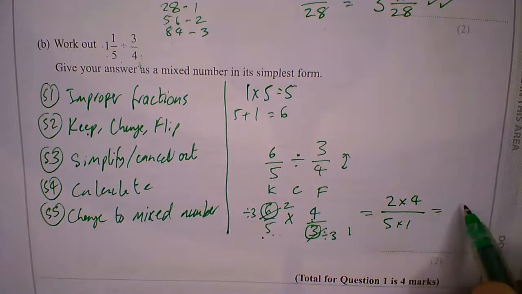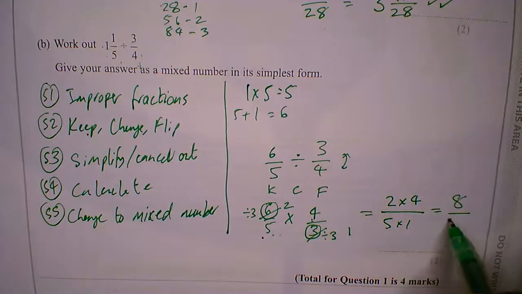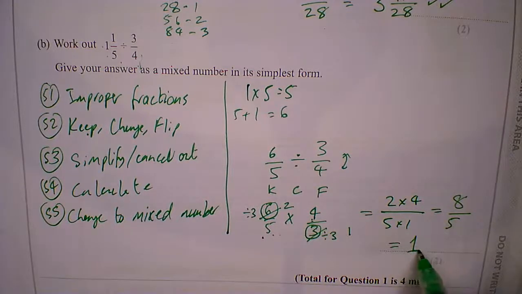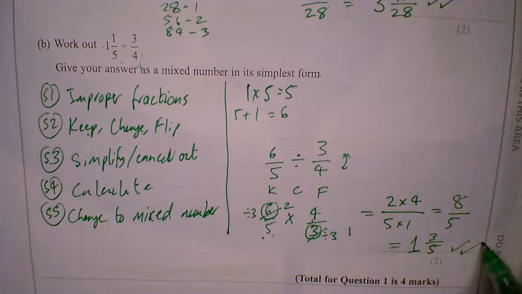So that is 2 times 4 is 8. 5 times 1 is 5. So how many times is 5 going into 8? That is once. What's my remainder? 6, 7, 8, 3 over 5. So that is my final answer.